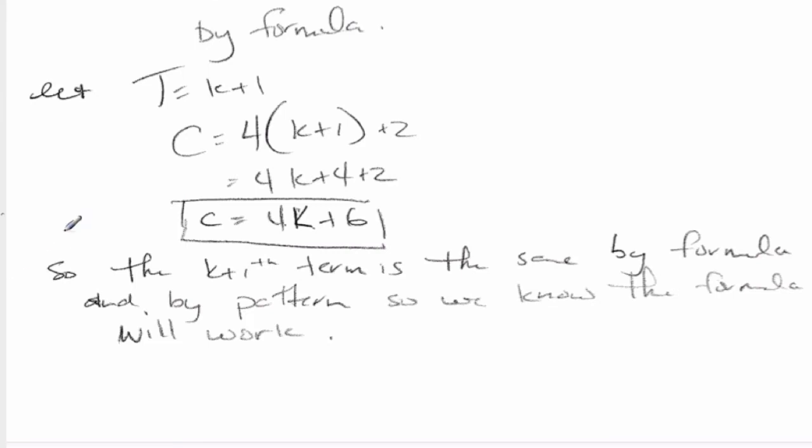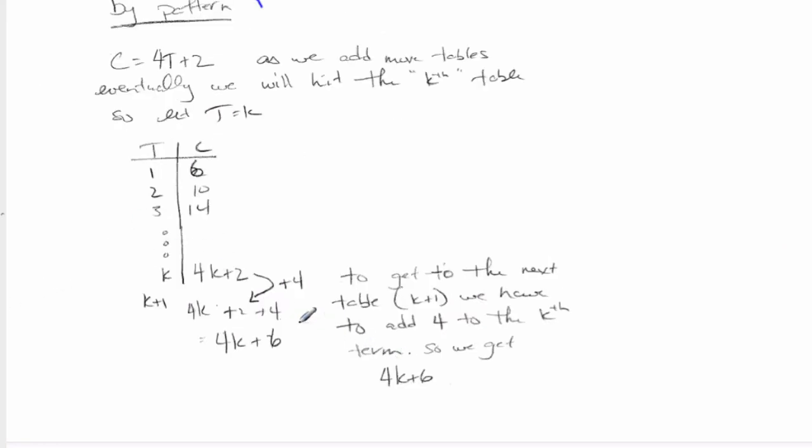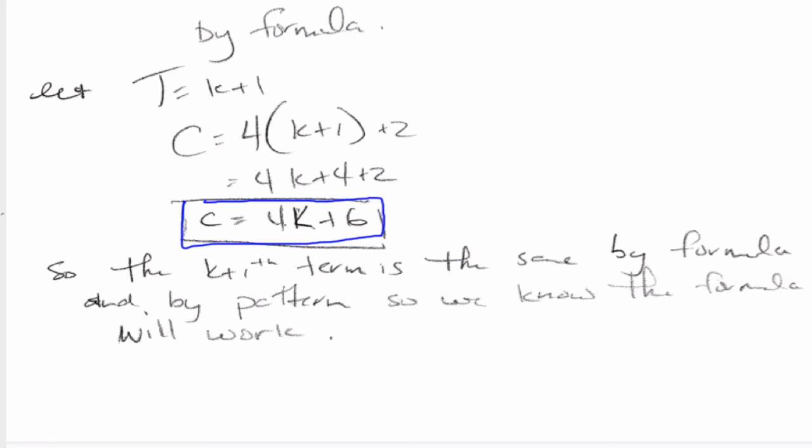And then you also do it by formula. Your formula at the end, the k plus 1th term, has to be the same as what it was when you do it by pattern. So we're swapping k for k plus 1 to get the next term.